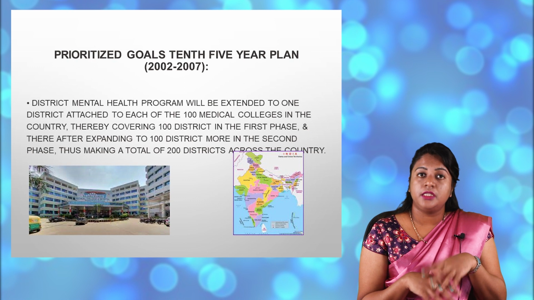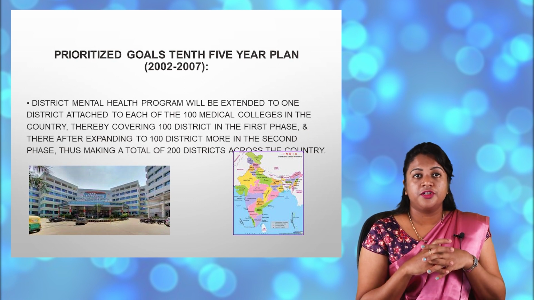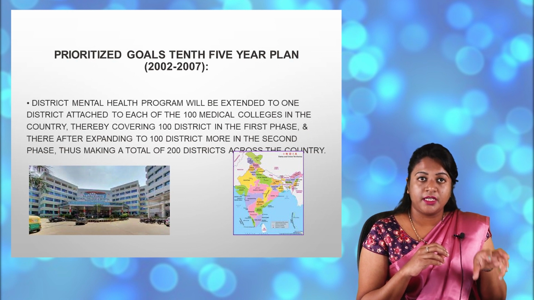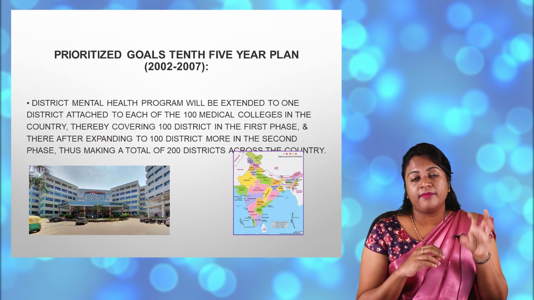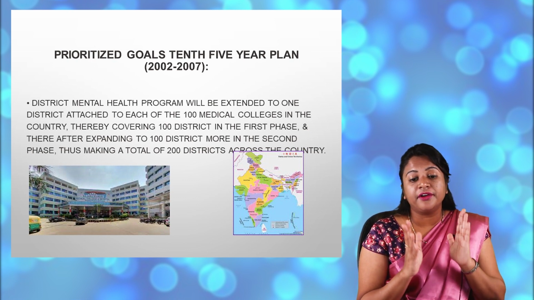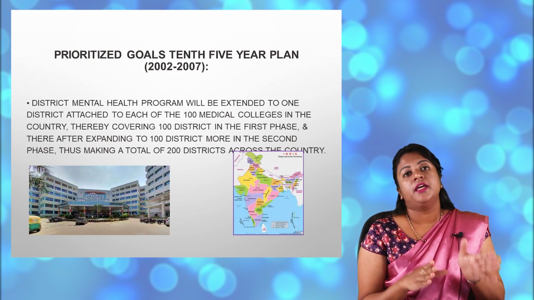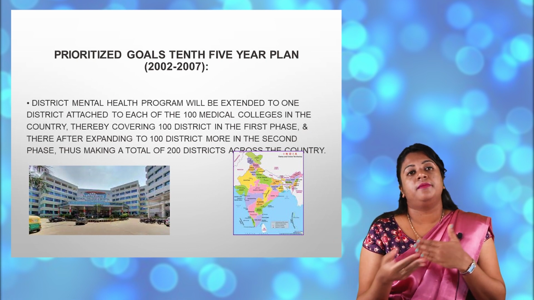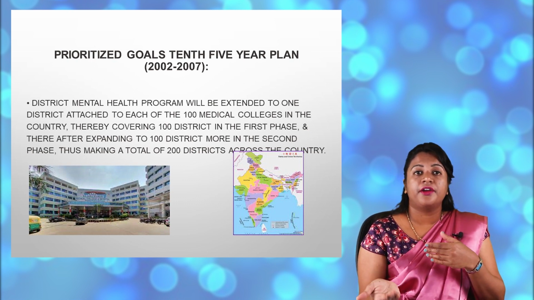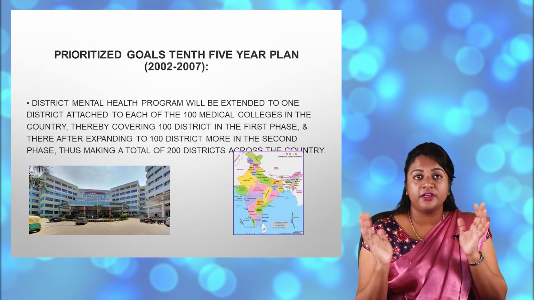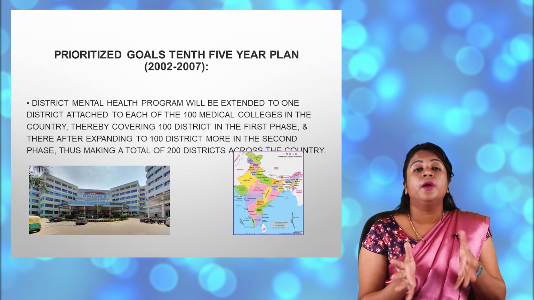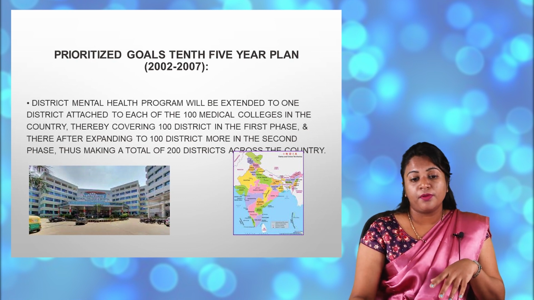What this means is, if 100 medical colleges are each attached to one district, then that district will be getting the district mental health program. In the first phase they will be covering 100 districts, and in the second phase likewise they'll be covering the next 100 districts, thereby the districts in our country will be covered with the district mental health program.